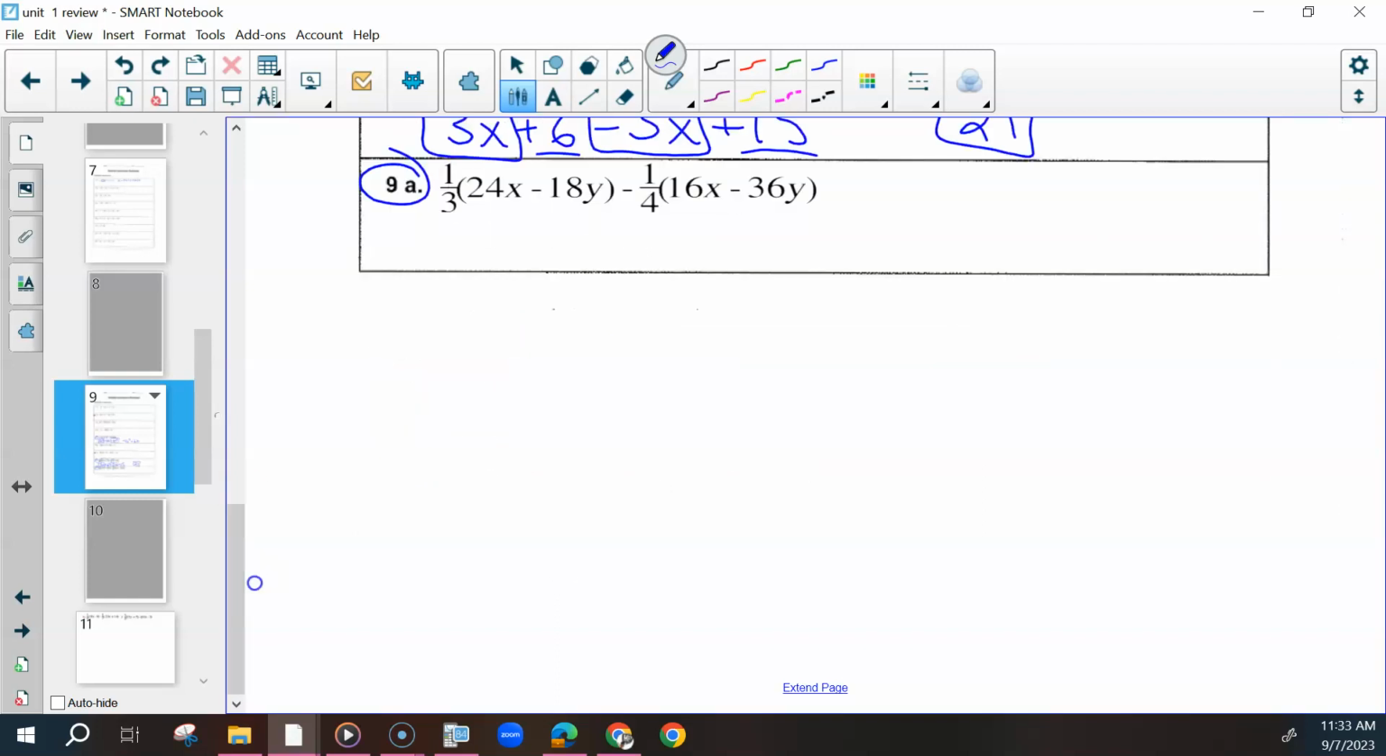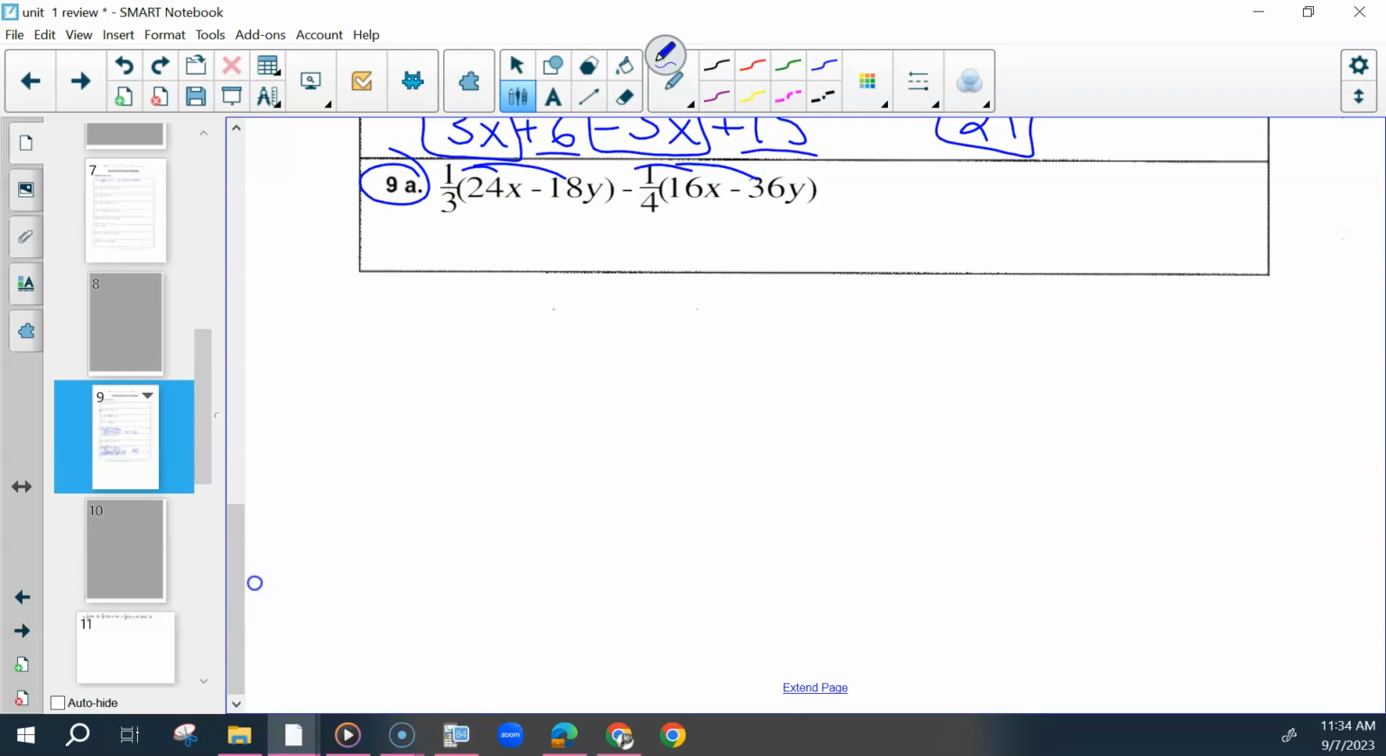Alright, 9. Let's distribute. Tell me what those new terms would be. So multiply or divide. Someone started to say you can multiply or divide. So you can divide 24 and 3 or multiply 1/3 by 24, either or. Do they do the same thing? Only if you have a 1 up here.